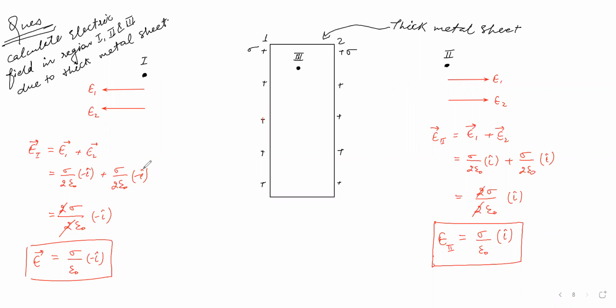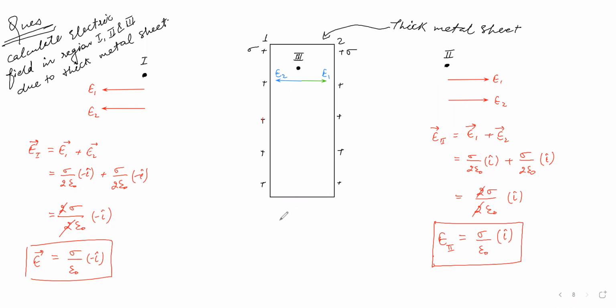But can you tell me, once again, what will be the direction due to surface 1 in region 3? It will be away from the charge, surface 1. And for surface 2 also, it will be away from the charge. You can write here E1 and you can write here E2. Both of the densities are the same.